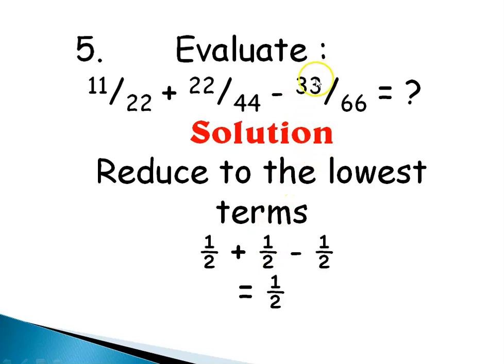And then I can say 33 here 1, 33 here 2. That is 1 over 2. So now I have 1 over 2 plus 1 over 2 minus 1 over 2. 1 over 2 plus 1 over 2, that is 1. And then 1 minus 1 over 2 is 1 over 2. So my answer is 1 over 2, also known as half. Do you understand? Good.